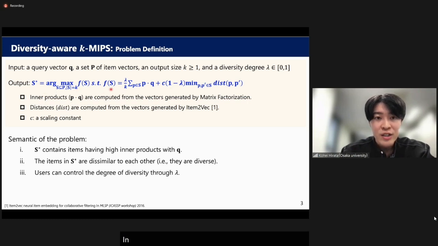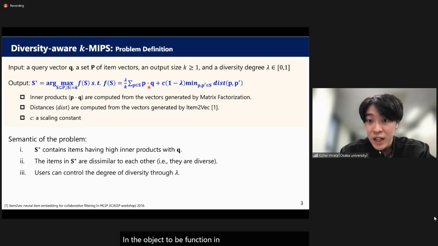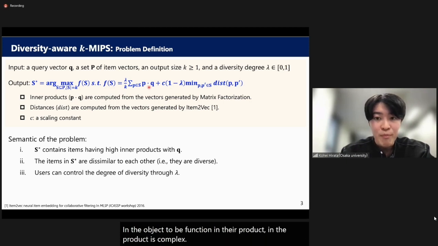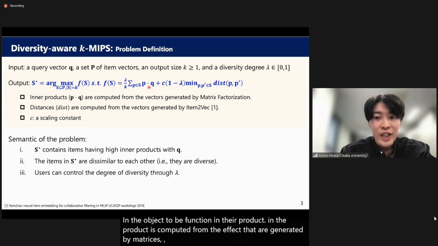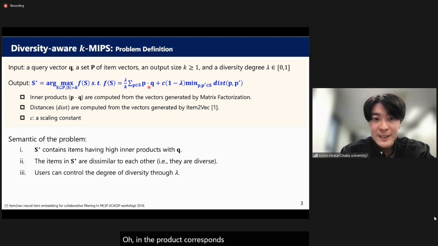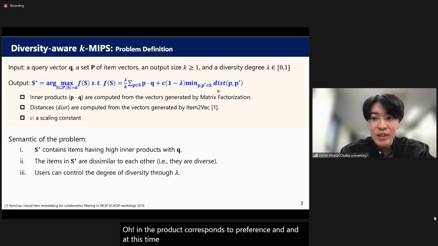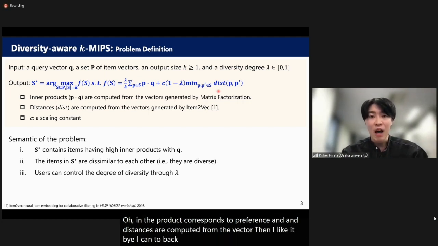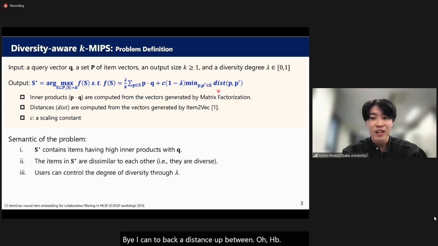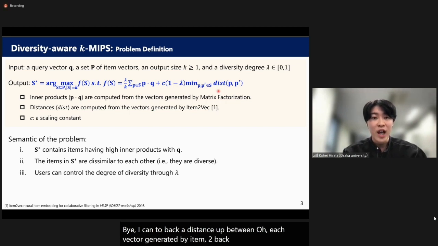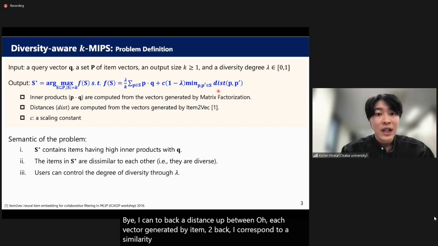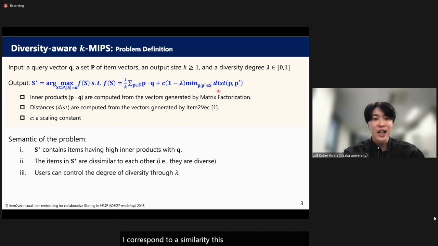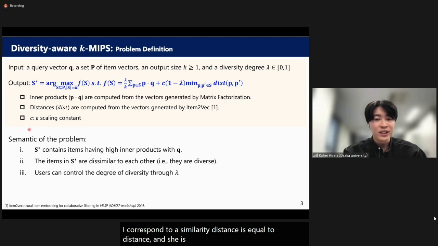In the objective function, the inner product is computed from the vectors generated by matrix factorization. Inner product corresponds to preference, and distances are computed from the vectors generated by item2vec. The distance between vectors generated by item2vec corresponds to dissimilarity, and C is a scaling constant.